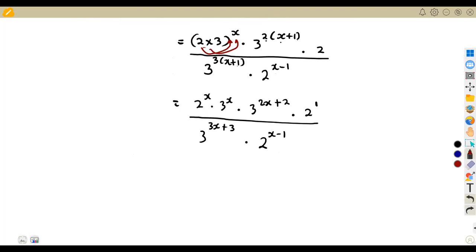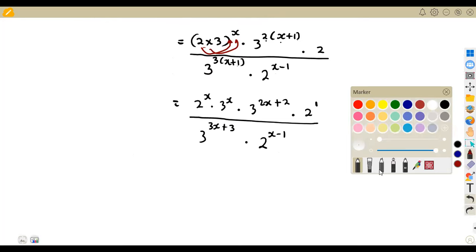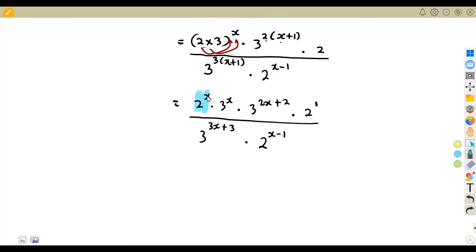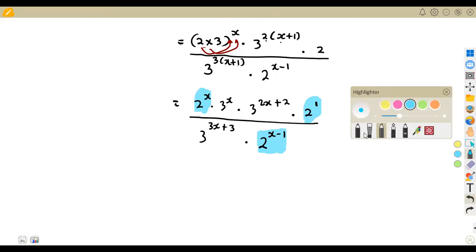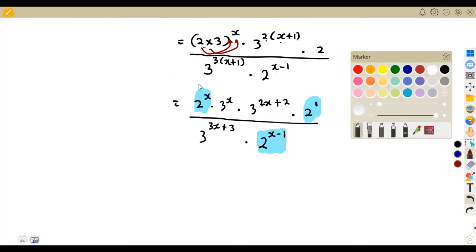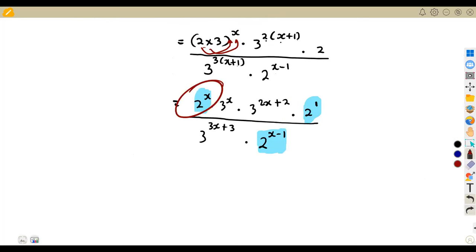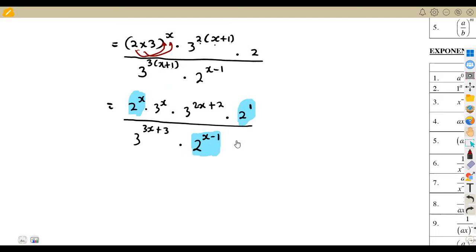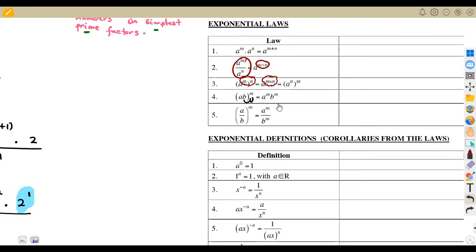In terms of the base of 2, all right, let's consider the base of 2. This is 2 to the exponent of x here. There's a 2 to the exponent of 1 here. There's another 2 to the exponent of x minus 1 that is in the denominator. But in the numerator, here on top, everything is under a multiplication. And we know that if the bases are the same and we are multiplying, we are supposed to be adding the exponents in this case.